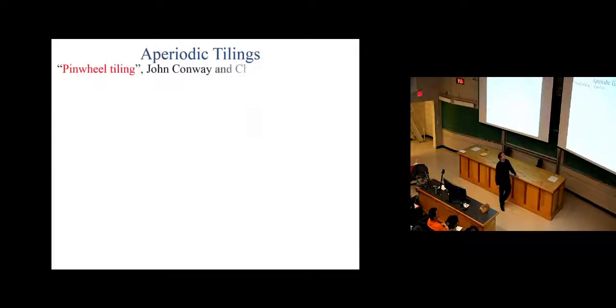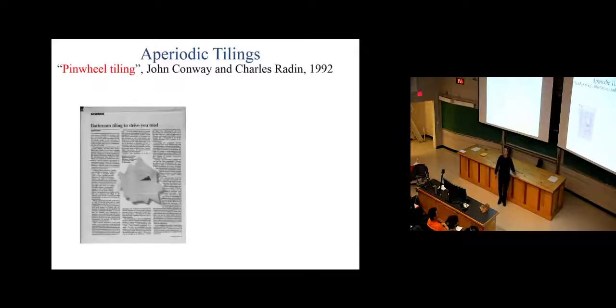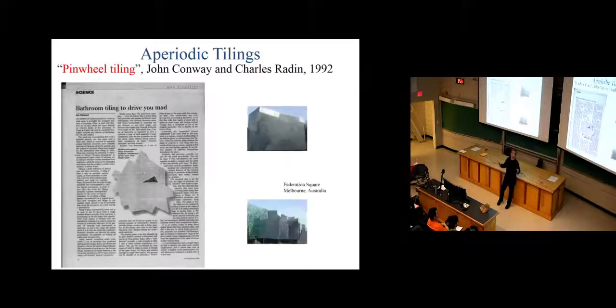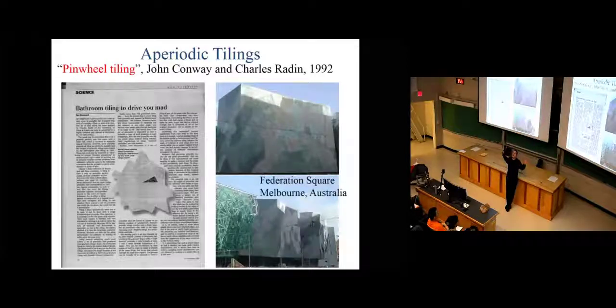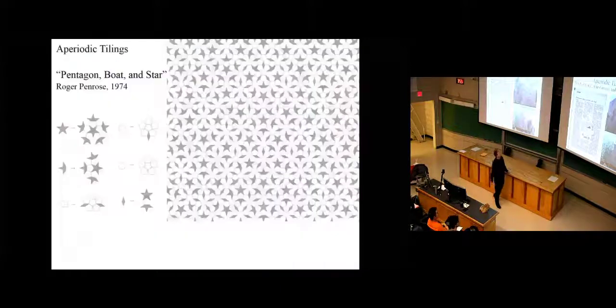You can show it's undecidable to determine whether a given set of tiles tiles the plane aperiodically, or even tiles the plane at all, even periodically. Impossible to say in general. It's undecidable for arbitrary sets of tiles. And now, of course, these tilings appear on the facade of buildings. Here's a building with aperiodic tiling in Melbourne, Australia.